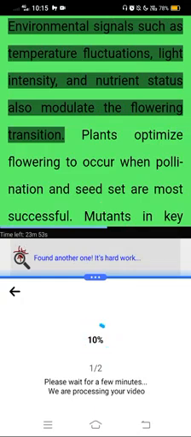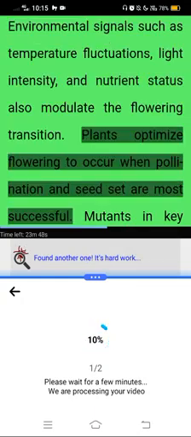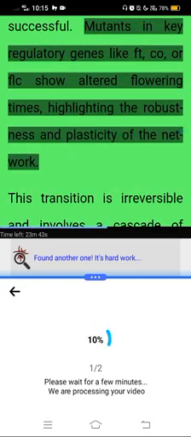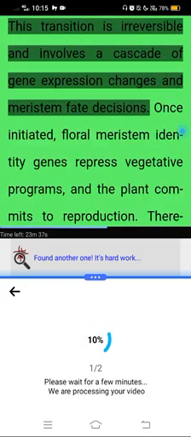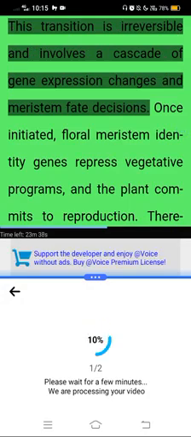Environmental signals such as temperature fluctuations, light intensity, and nutrient status also modulate the flowering transition. Plants optimize flowering to occur when pollination and seed set are most successful. Mutants in key regulatory genes like FT, CO, or FLC show altered flowering times, highlighting the robustness and plasticity of the network. This transition is irreversible and involves a cascade of gene expression changes and meristem fate decisions.